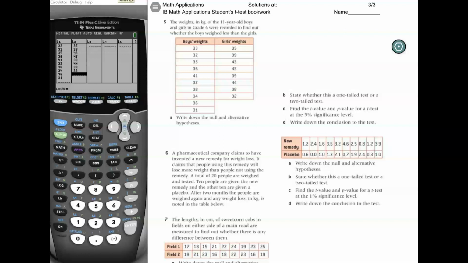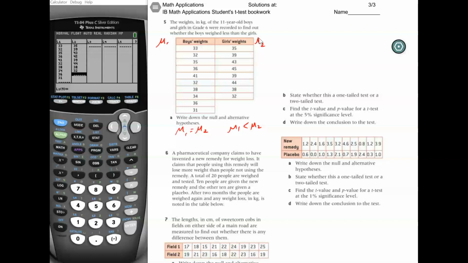Page 3 of T-Test. The weights in kilograms of the 11-year-old boys and girls in grade 6 were recorded to find out whether the boys weighed less than the girls. So they're specifically looking to see if the boys weighed less than the girls. Let's say that the boys are mu1 and the girls are mu2. They're looking to see if mu1 is less than mu2. That's the alternative hypothesis. The null hypothesis, as usual, is mu1 is equal to mu2.